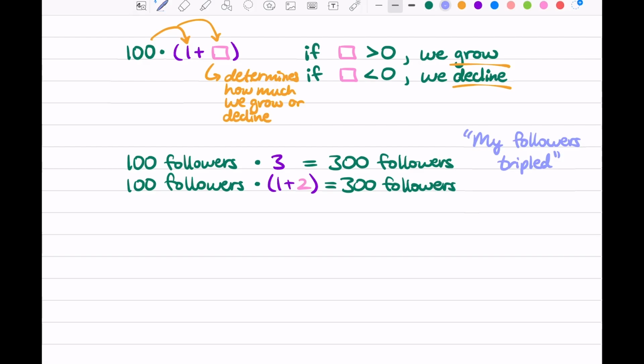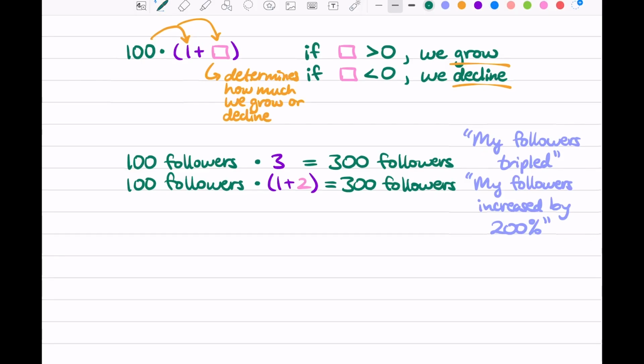But since we have that 2, we can say my followers increased by 200%. Both of our interpretations are correct, but they just give a different perspective. And let's have a brief review of percents in case that 200% is confusing.